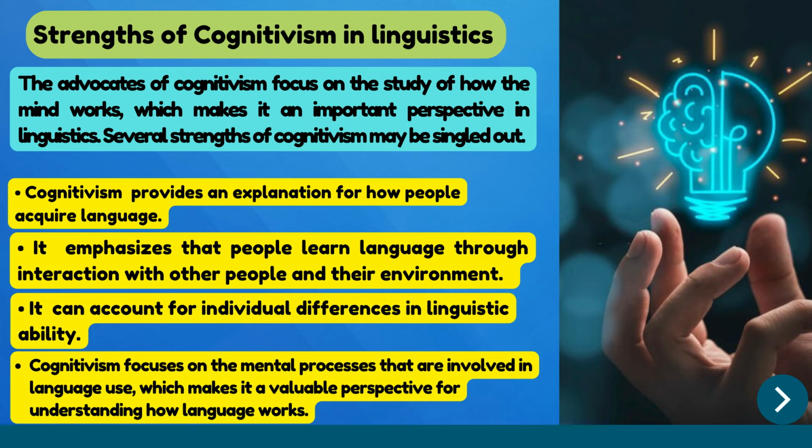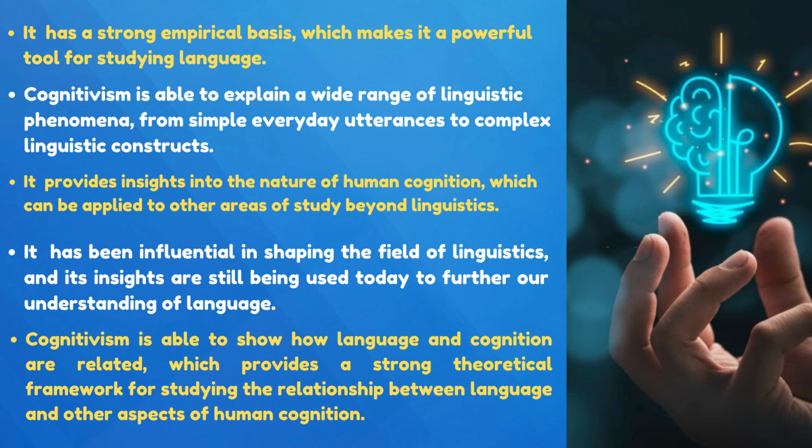Cognitivism focuses on the mental processes that are involved in language use, which makes it a valuable perspective for understanding how language works. It has a strong empirical basis, which makes it a powerful tool for studying language. Cognitivism is able to explain a wide range of linguistic phenomena, from simple everyday utterances to complex linguistic constructs. It provides insights into the nature of human cognition, which can be applied to other areas of study beyond linguistics. It has been influential in shaping the field of linguistics, and its insights are still being used today to further our understanding of language.